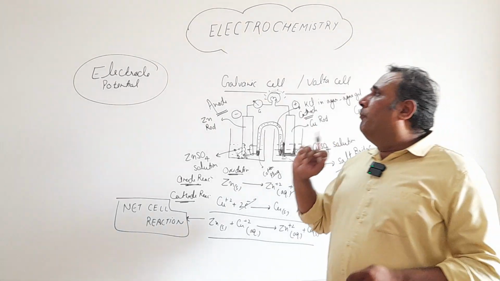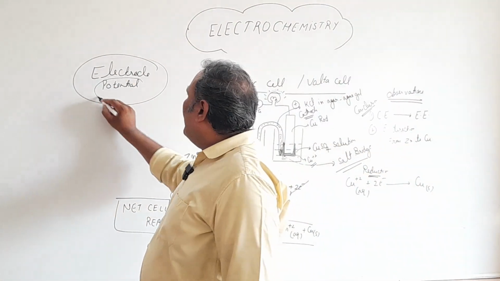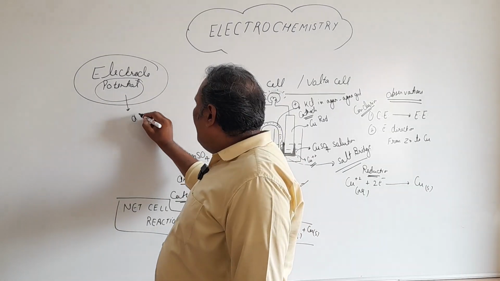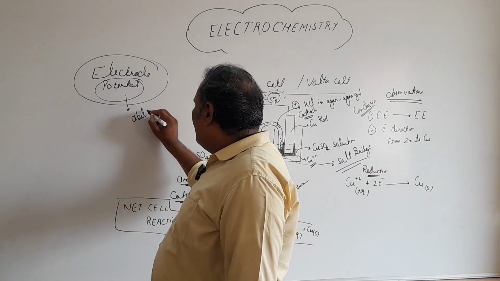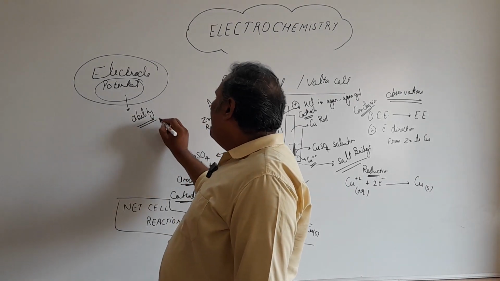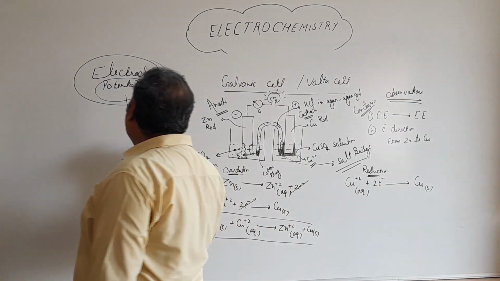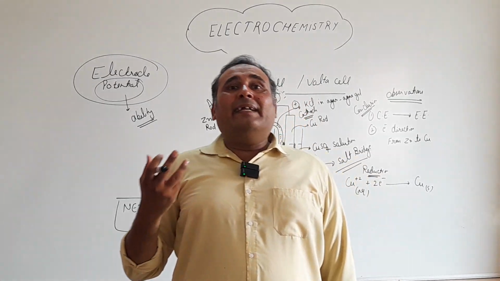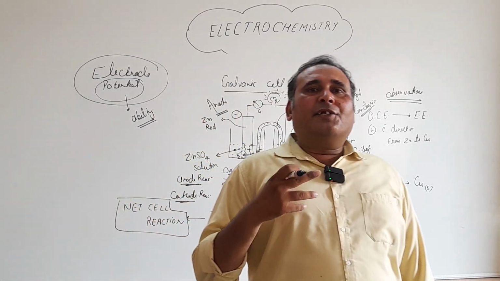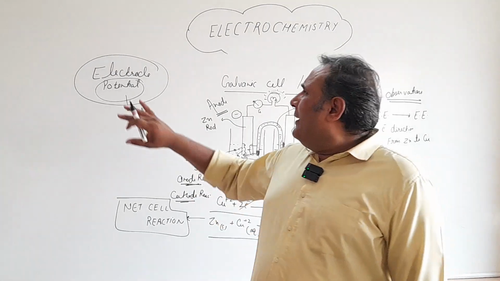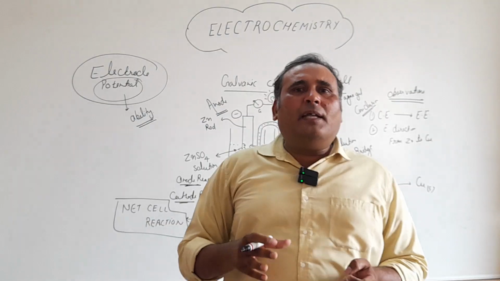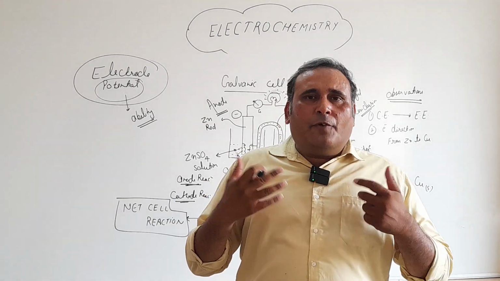So first of all, we have to know what is the electrode potential. What is the meaning of potential? What is the dictionary meaning of potential? The dictionary meaning of potential is ability, or we can say capacity, tendency. That is the dictionary meaning of potential. So what is the electrode potential? Electrode potential is simply, we can say, the ability of electrode.